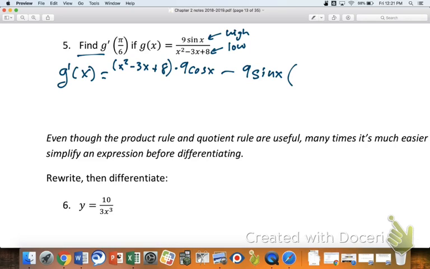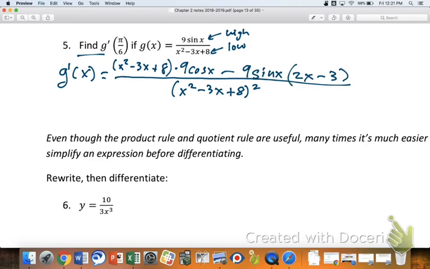2x minus 3, again using the power rule. So yeah, 2x minus 3. So there's the numerator of that. Are you guys okay with the numerator? Okay. All right, so then all of that over the square of what's below, x squared minus 3x plus 8 quantity squared.